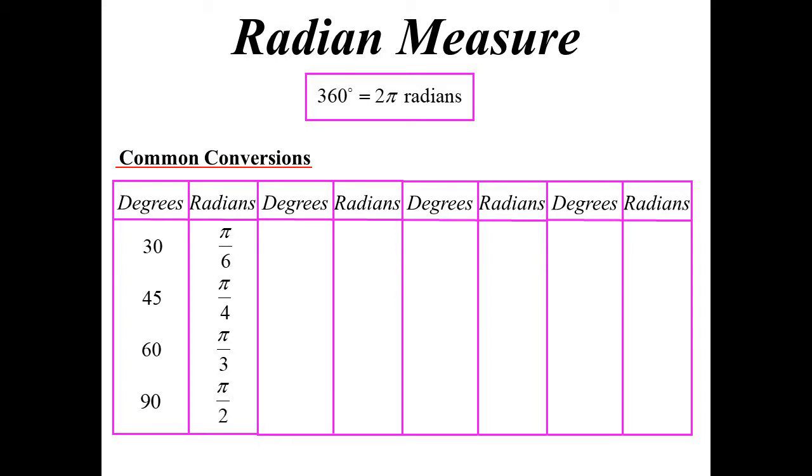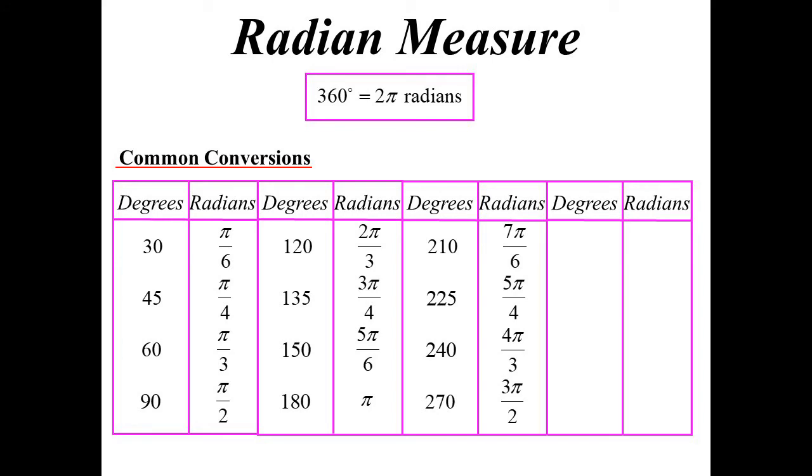We then move into the second quadrant, and in the second quadrant, we'll see ones like 120, 2 pi on 3, 135, 3 pi on 4, 150, 5 pi on 6, 180 is, of course, pi. Then we move to the third quadrant, and our common ones are 210, 7 pi on 6, 225, 5 pi on 4, 240, 4 pi on 3, 270, 3 pi on 2, and finally our fourth quadrant, 300, 5 pi on 3, 315, 7 pi on 4, 330, 11 pi on 6, and we get all the way around the circle.